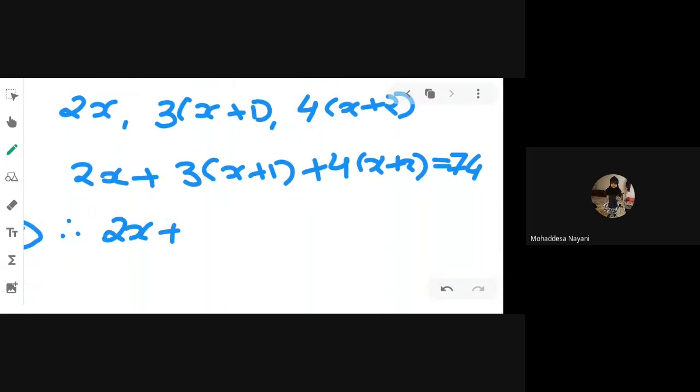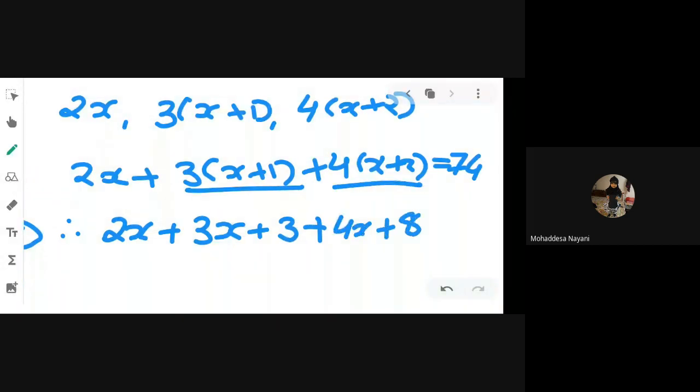2x plus, we are multiplying this bracket. So 3 into x, 3x, plus 3 ones are 3, plus, same like this, 4 into x, 4x, plus 4 twos are 8, is equal to 74. Are you getting this?